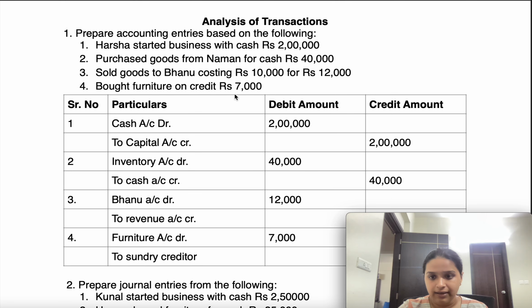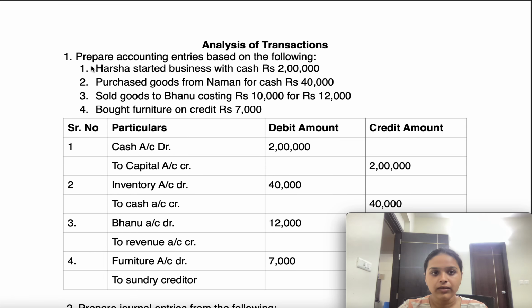let's try to solve these examples, right? For these also we have to prepare the accounting entries. Harsha started business with cash of rupees 2 lakhs. It means Harsha has started her business, and to start it, she introduced some cash into her business. And how much cash has she introduced? 2 lakhs, right? We also solved the same type of question in the previous class.